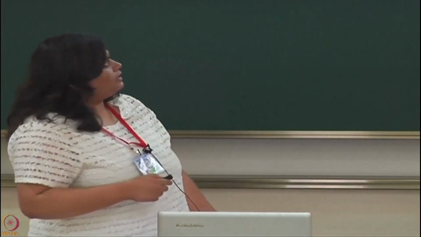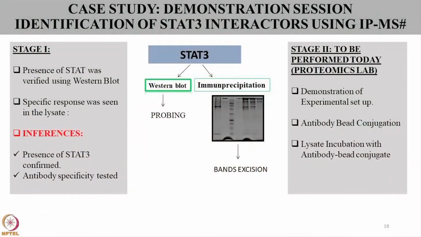So now, today's case study: we will be doing a small IP experiment. Of course, the whole stretch of experiments is beyond the scope of this course. But we will see those small steps wherein you conjugate the bead with the antibody, followed by the centrifugation, and of course the lysate and antibody-bead conjugation, how it happens in the live session. We have split this experiment into 3 stages.